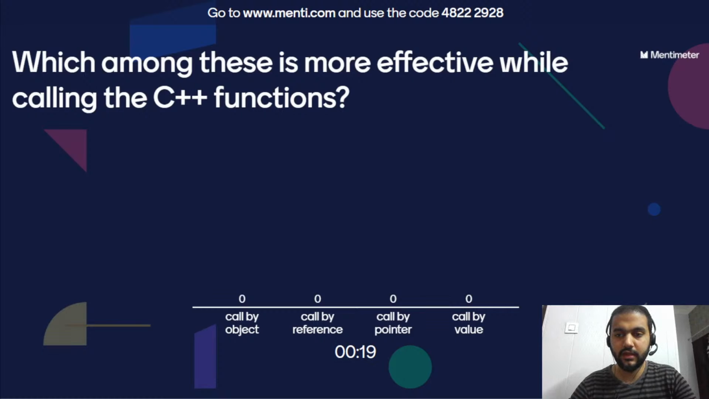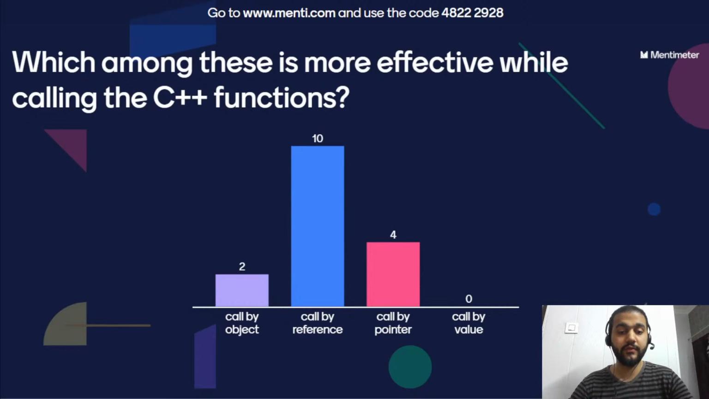Again, which among these is more effective while calling C++ functions? You have to pick the correct option now. A, call by object; B, call by reference; C, call by pointer; or D, call by value. So everyone has voted.